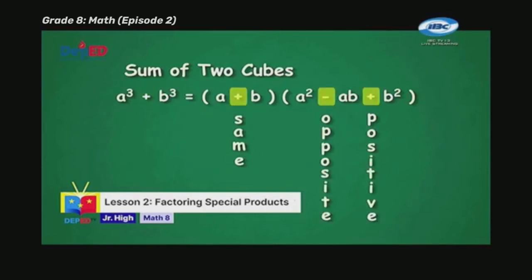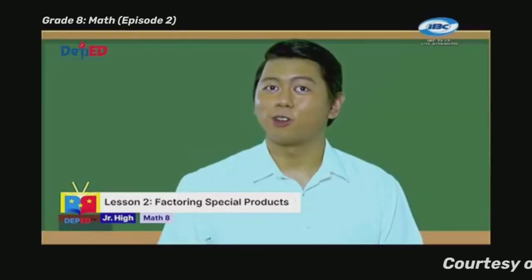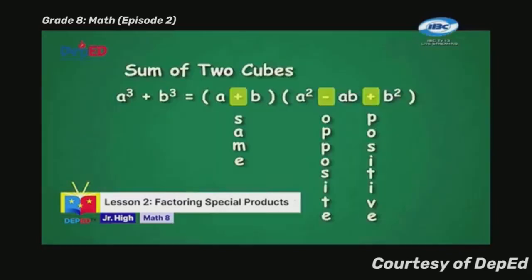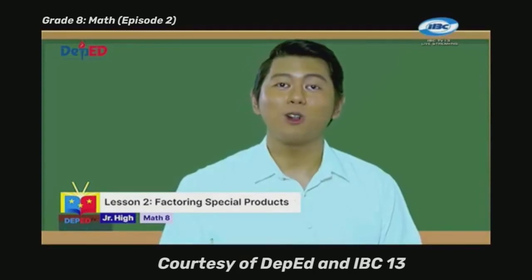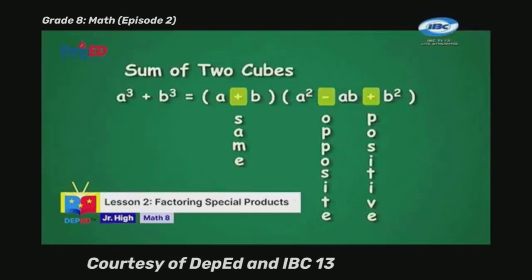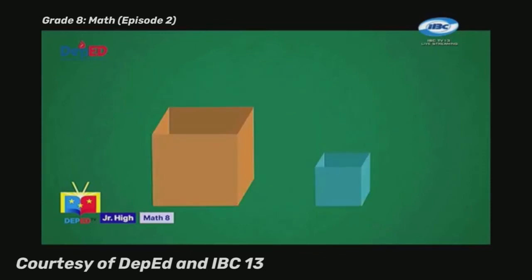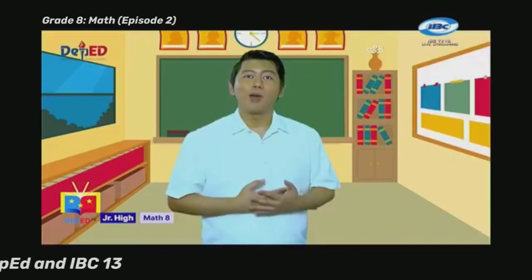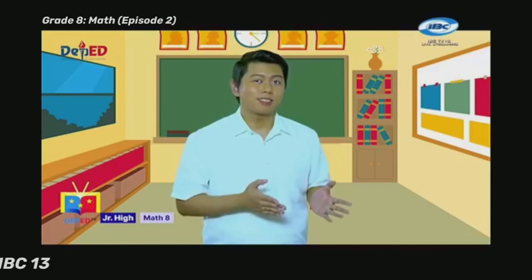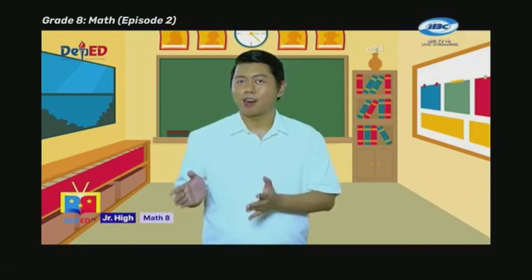The binomial factor has the same sign or operation as the given. The second sign, or the first operation in the trinomial factor, is opposite of the binomial. The last sign is always positive, regardless of the given. Look at these boxes. They are both cubes. I would like to put the smaller box inside the bigger box.